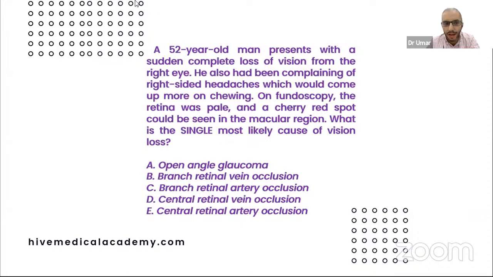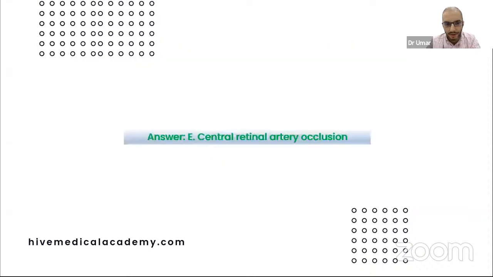Okay, so unless anyone else has any suggestions, we'll move to discussing the correct answers. So we had suggestions for C, which is branch retinal artery occlusion, and we also had a suggestion for A, which is open angle glaucoma. Okay, now the correct answer is E. Correct answer is E, which is central retinal artery occlusion.